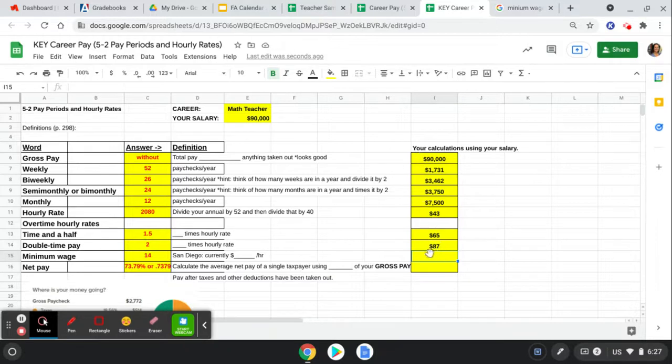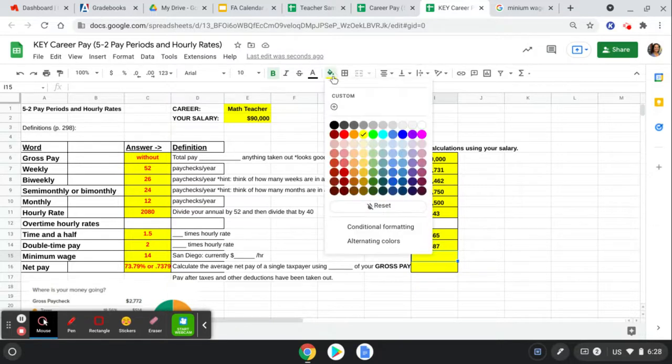Please make sure you're putting a formula into each one because we're about to change it to your salary, and I want to make sure it's a formula that can then recalculate in yours. So we don't need this minimum wage box again.